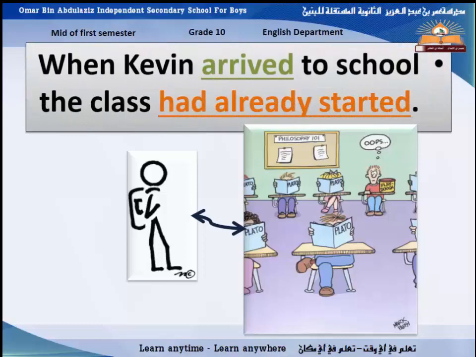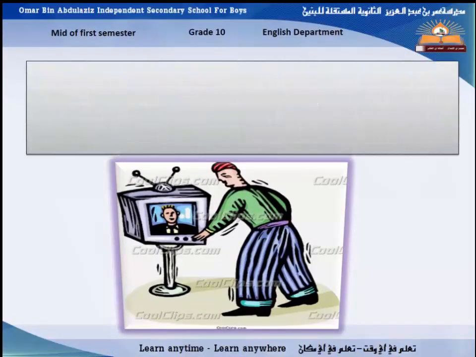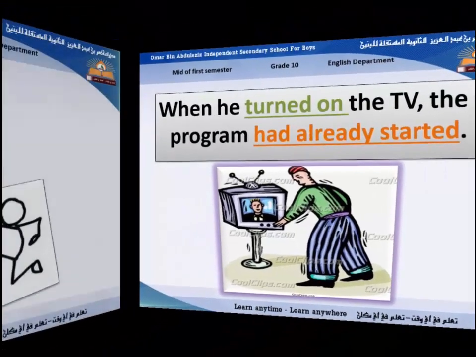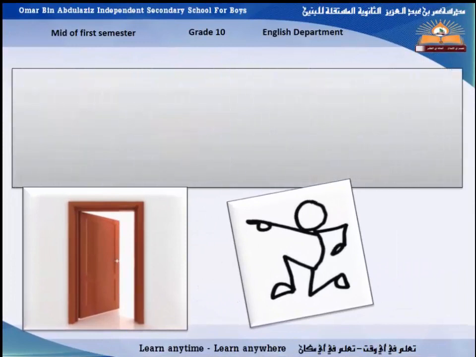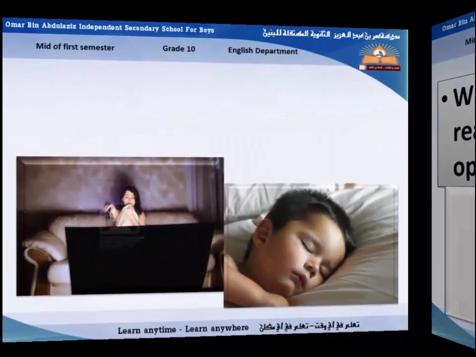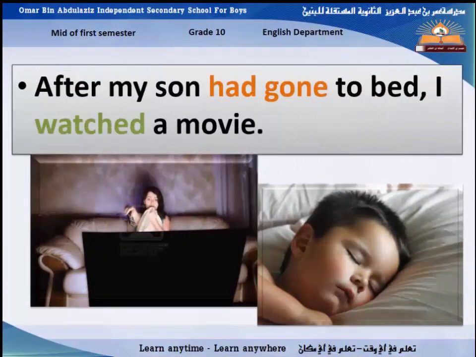When Kevin arrived to school, the class had already started. When he turned on the TV, the program had already started. When Paul got home, he realized he had left the door open. After my son had gone to bed, I watched a movie.